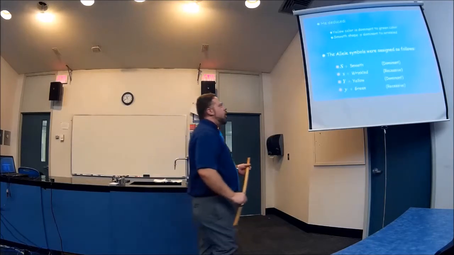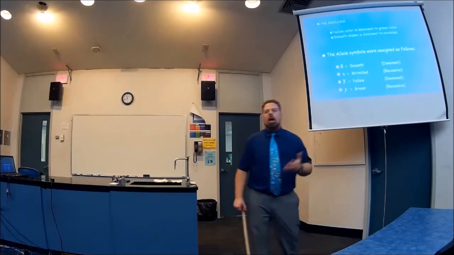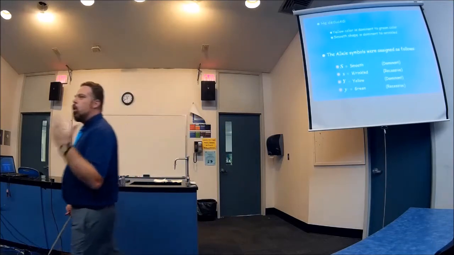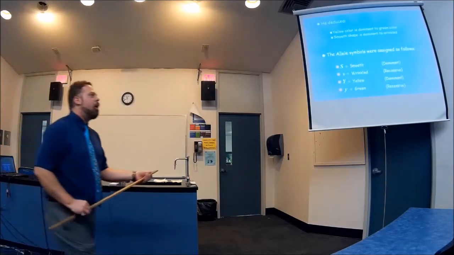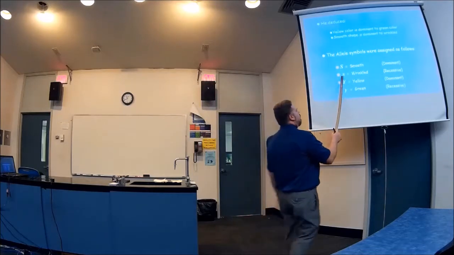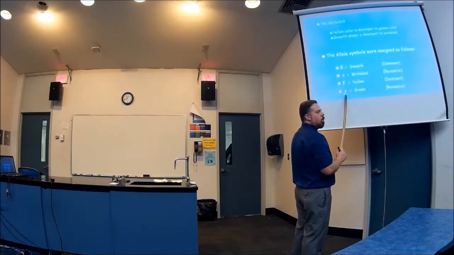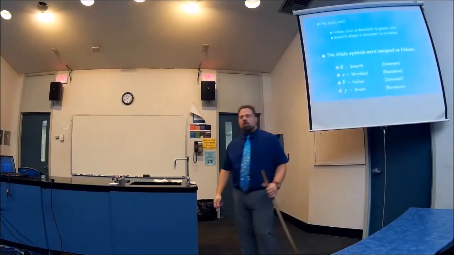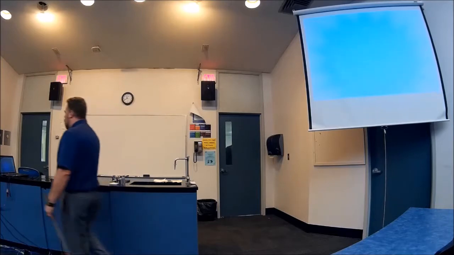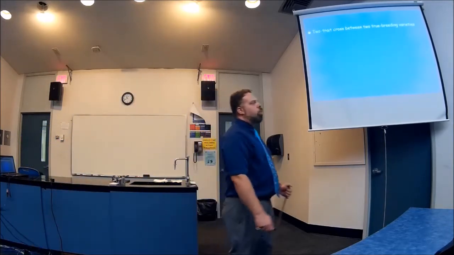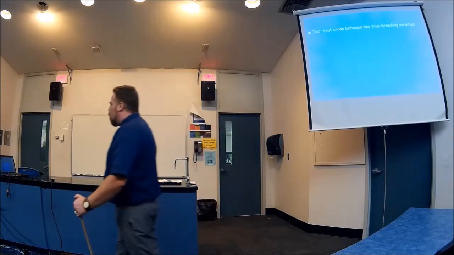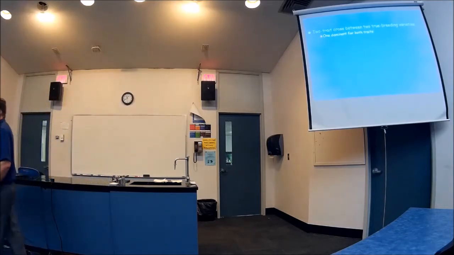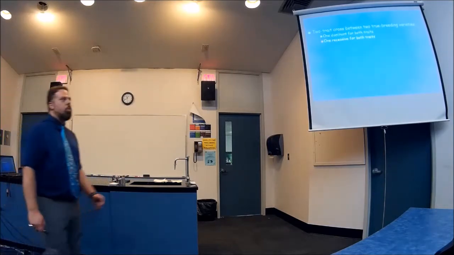The symbols that he used, again, I'm not too fond of these symbols because they're capital and lowercase, but this is what he used: capital S, lowercase s, capital Y, lowercase y. And he explained what dominant and recessive are. So, a two-trait cross between two true-breeding varieties. These were the ones that are true breeding: one dominant for both traits, and one recessive for both traits.